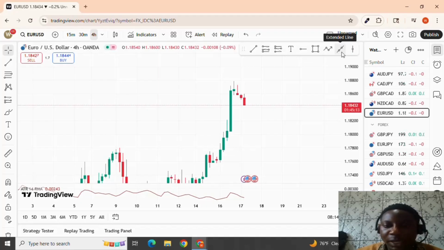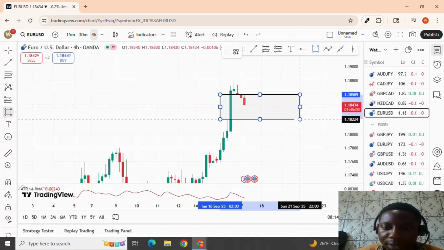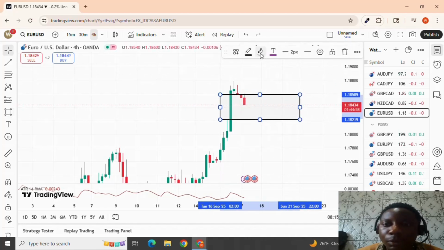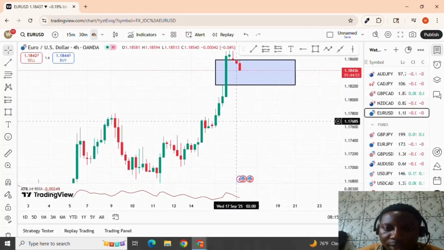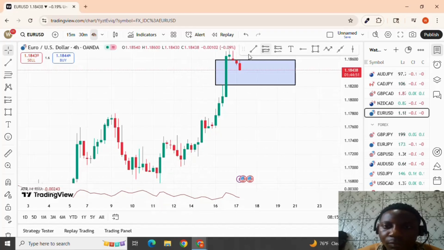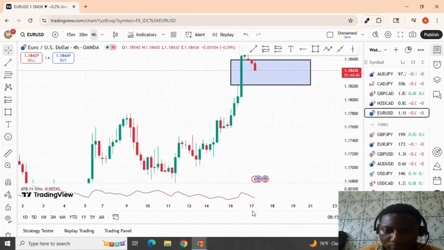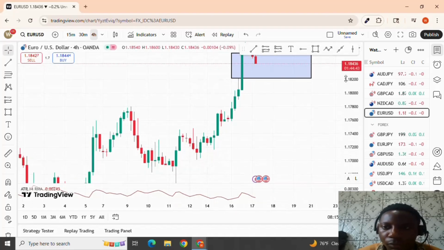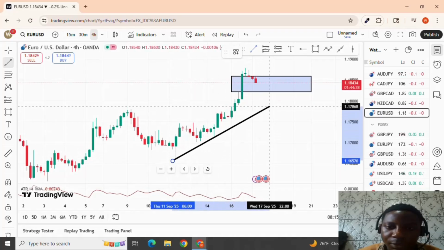Just looking at EUR/USD right now, the first fair value gap that crosses my mind is a bullish fair value gap. Let me just spot it out for you guys. I'm going to use my rectangular tool. So this is a bullish fair value gap. I'm going to give it a blue color. Funny enough, you realize that as the market is moving upward, we are mostly having the bullish fair value gaps.